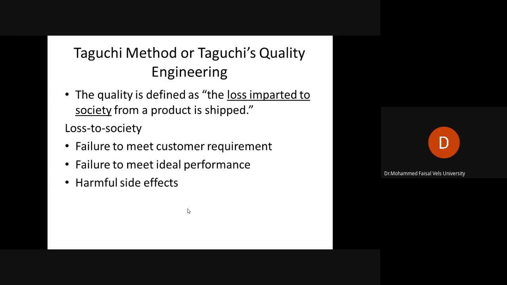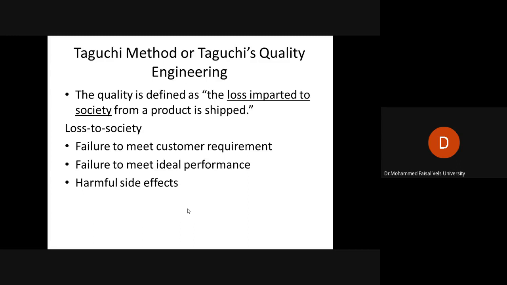The ideal situation is that it should work for years. When you buy the mobile phone, some ideal performance is given, and based on that ideal performance the product should work. Failure in terms of meeting the ideal performance, meeting the customer requirement, or harmful side effects: he tried to express all of these in terms of losses.